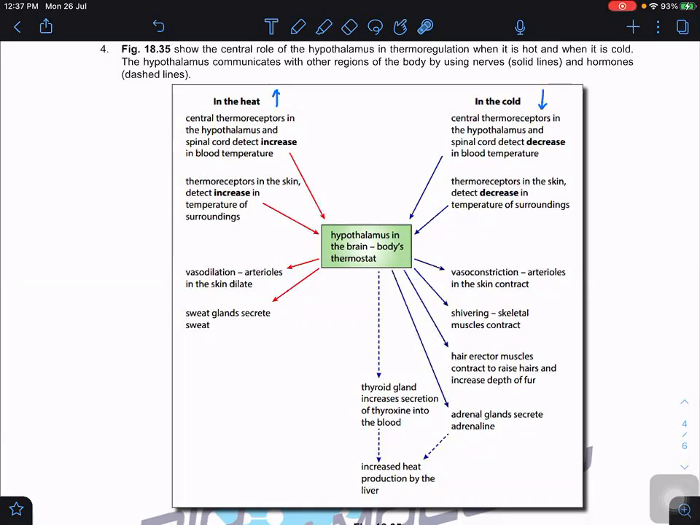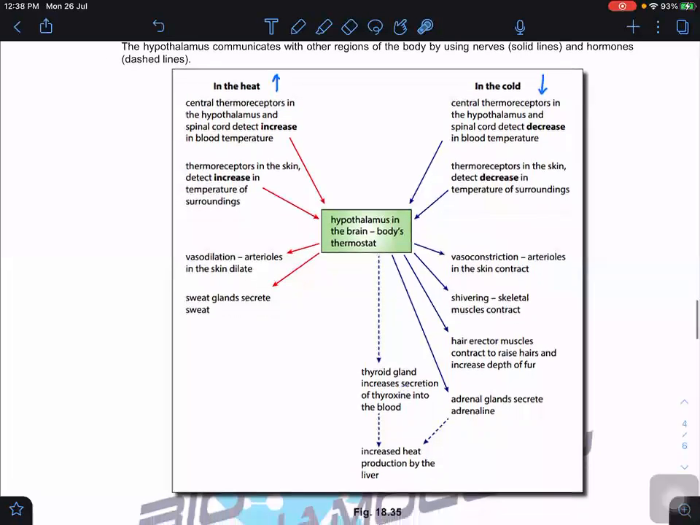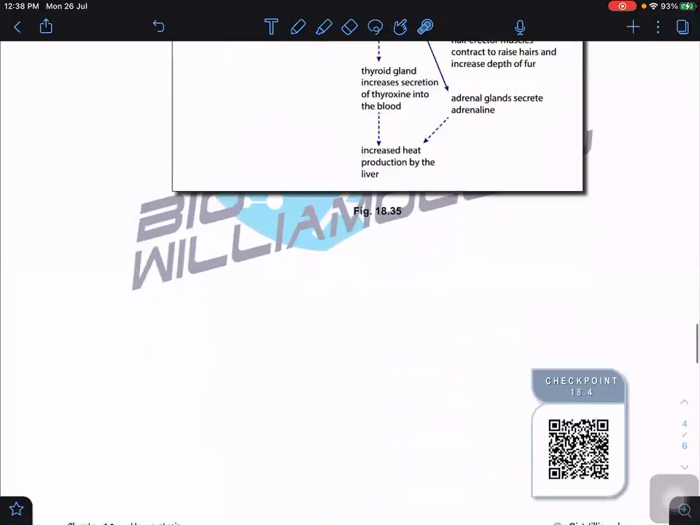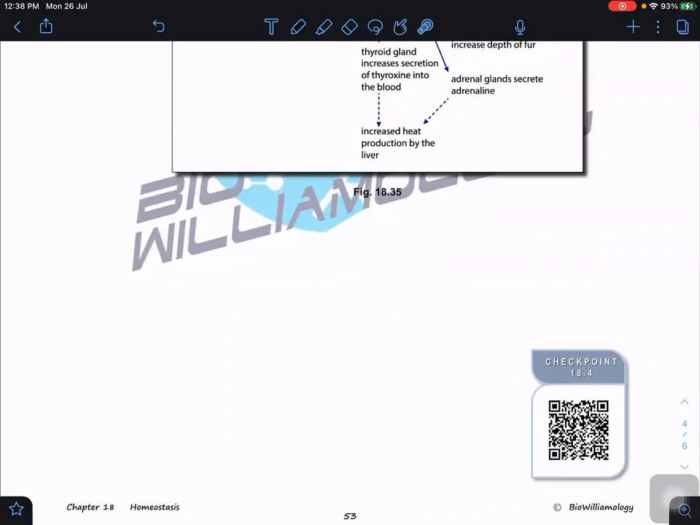The dotted line means the output is sent to the thyroid gland through hormones, thyroid stimulating hormone, TSH. This hormone causes our thyroid gland to increase the secretion of thyroxine into the blood, and the adrenal gland secretes adrenaline. Adrenaline is a hormone, thyroxine is a hormone. Therefore, both of them increase the heat production by the liver through metabolic reactions. Everything is summarized in this diagram. So that's all for the class, for thermoregulation.